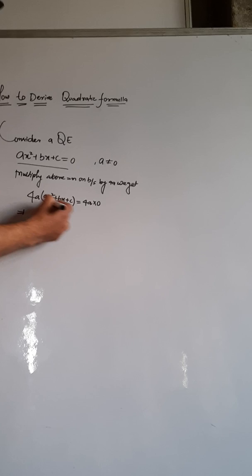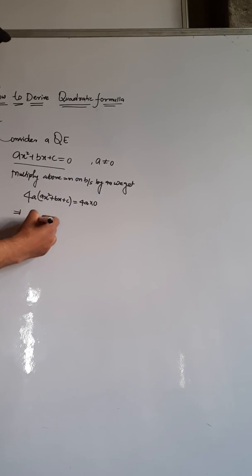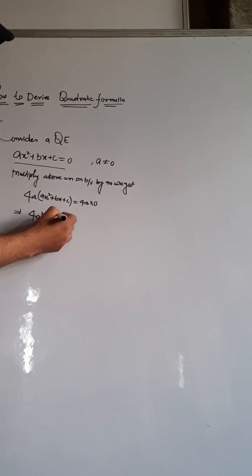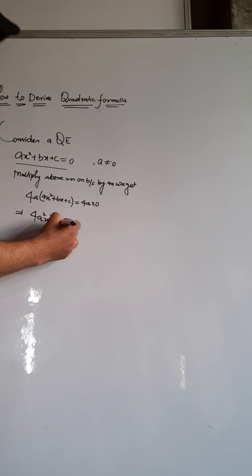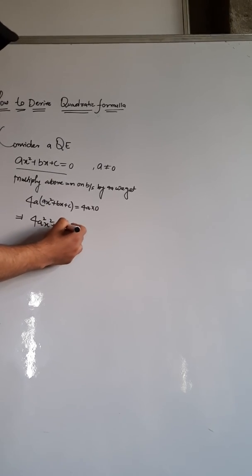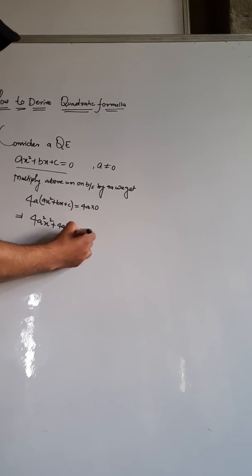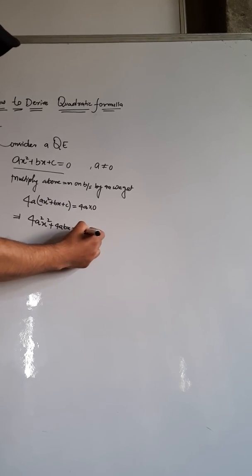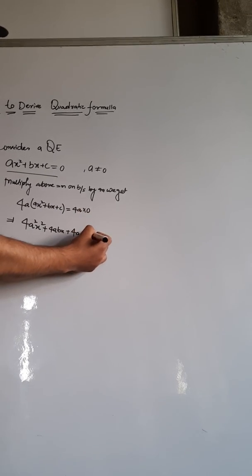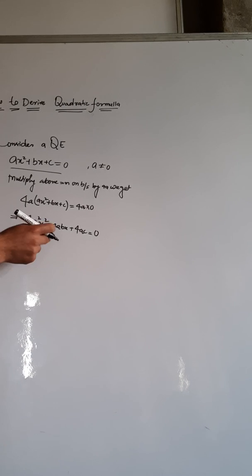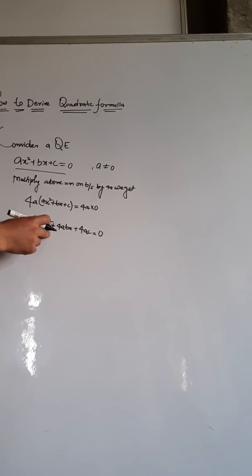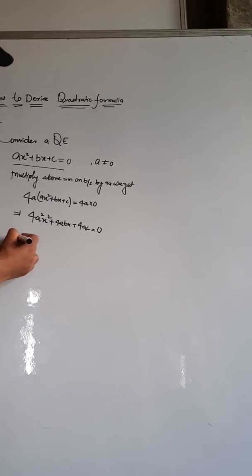Now this 4a distributed to every term, we will get 4a square x square plus 4a into bx is equal to 4abx, plus 4a into c is equal to 4ac. 4a into 0 is equal to 0. Now on this term, what we will do, we will complete the square by the method of completing the square.